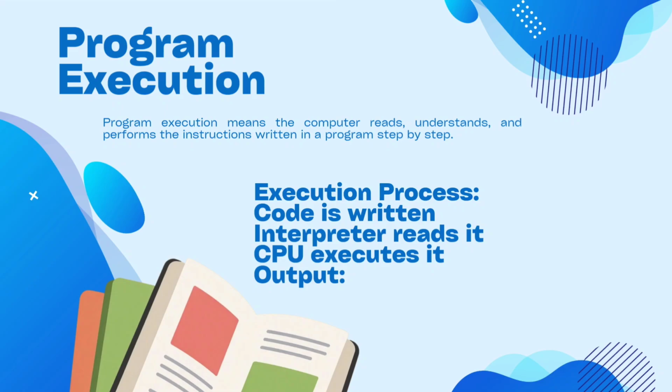Program execution. Program execution means the computer reads, understands and performs the instructions written in a program step by step. Execution process. Code is written, interpreter reads it, CPU executes it and gives output.